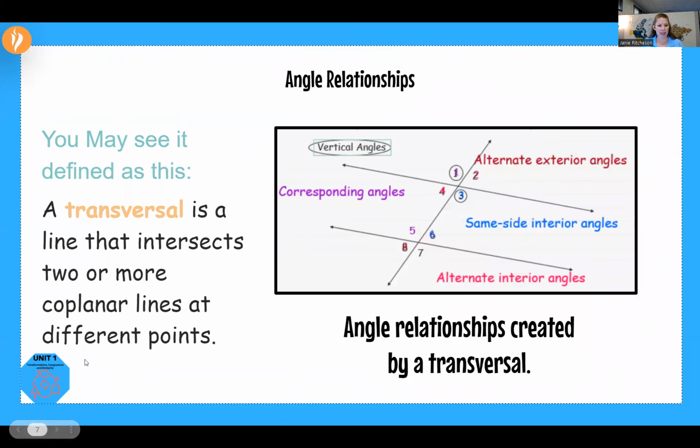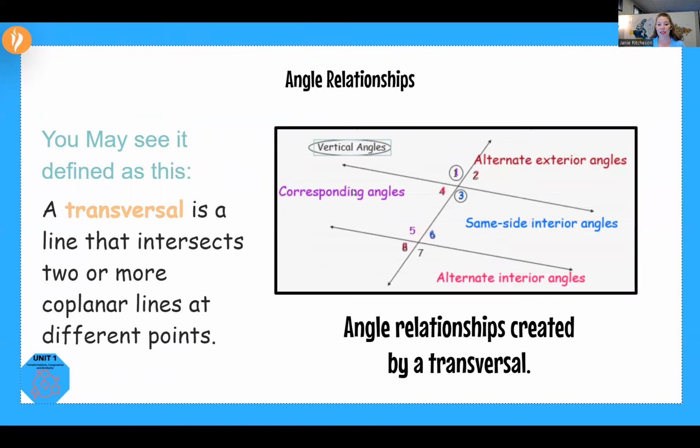All right, so it says a transversal is a line that intersects two or more coplanar lines at different points. So if you're ever going to find a transversal, you have to make sure first that the other two lines are parallel. And if that's true, then it creates all these different types of lines.